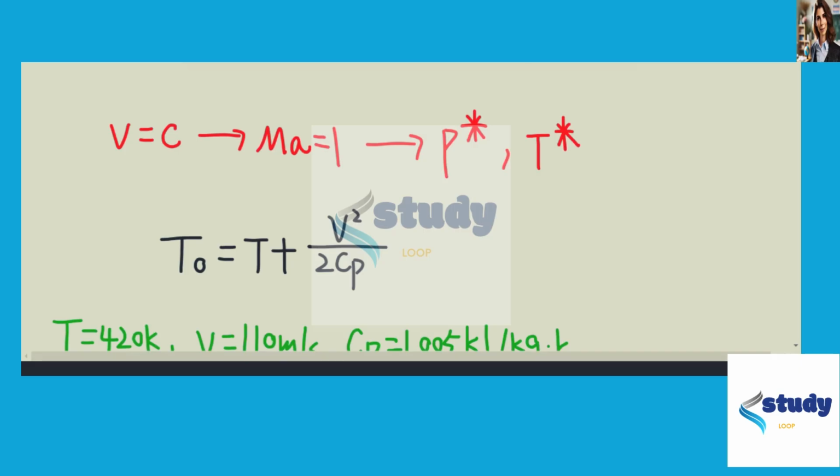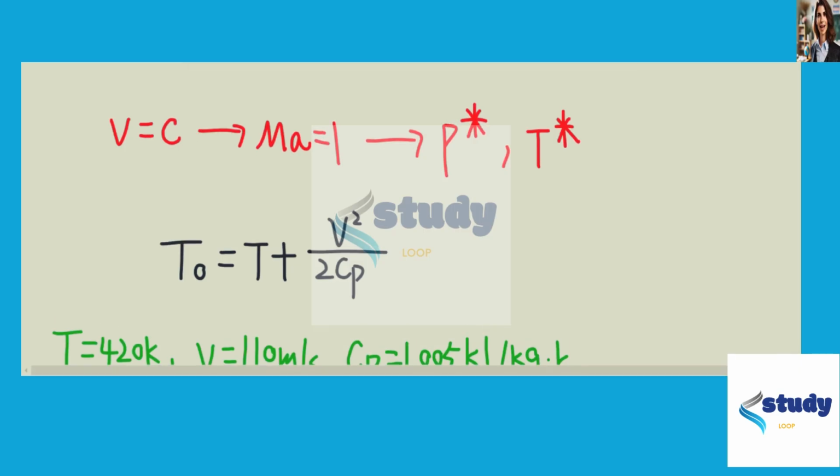Okay, so question one is to determine the pressure and the temperature of air when the air velocity is equal to the speed of sound. When the air velocity is equal to the speed of sound, the Mach number is equal to 1, which means that the critical properties will occur. So we have critical pressure and critical temperature at a location. But first we need to determine the stagnation temperature and the stagnation pressure.